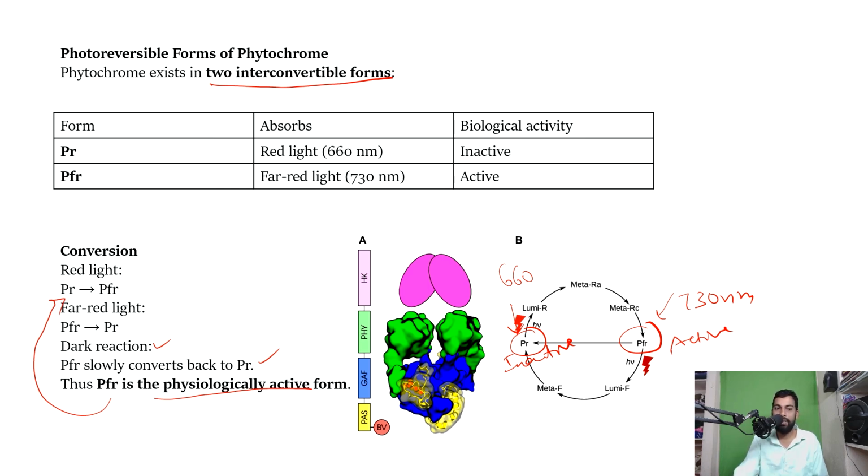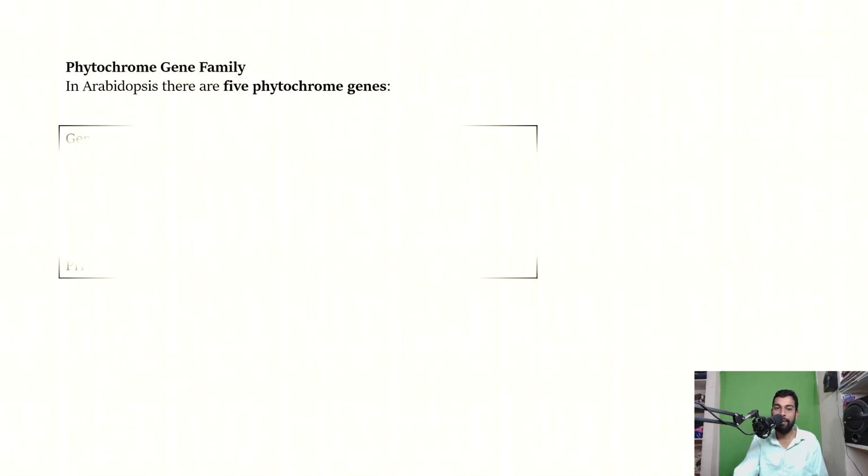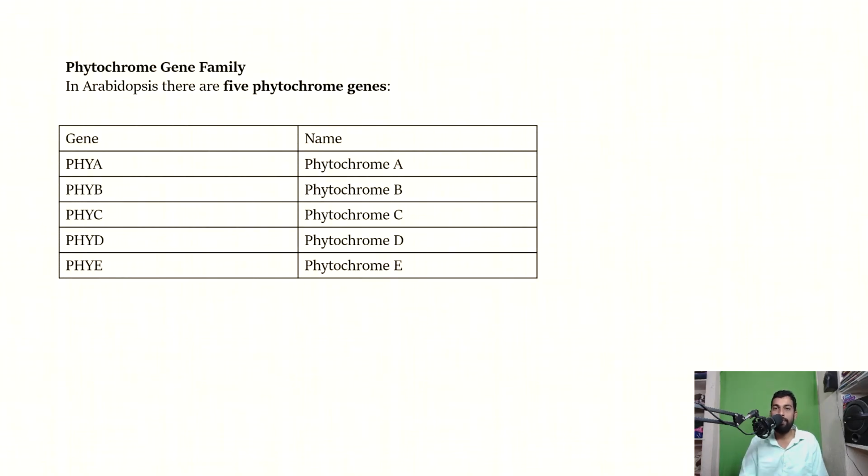Phytochrome gene family. In Arabidopsis, there are 5 phytochrome genes. Do you remember what Arabidopsis is? Is it a plant or an animal? Comment it. So it consists of 5 genes. They are phytochrome A, phytochrome B, phytochrome C, D, E. So we call them phy A, phy B, phy C, phy D, phy E. It is an abbreviated form.